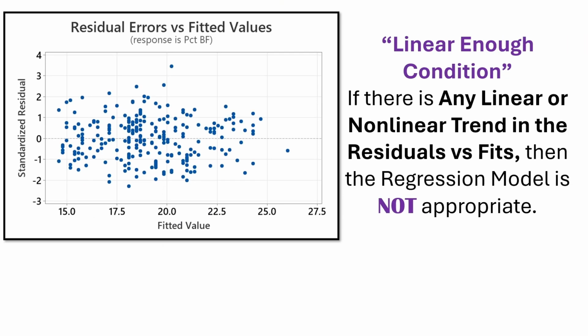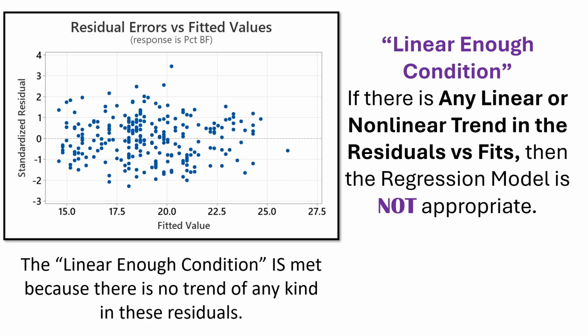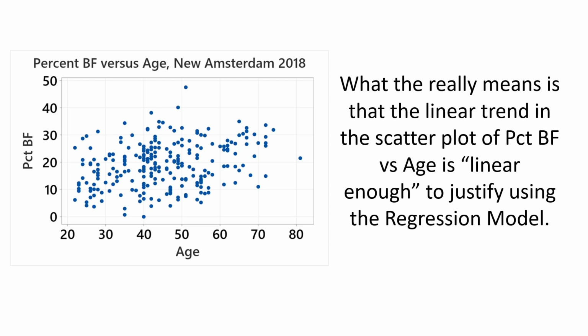Here, remind yourselves that the linear enough condition says if there is any linear or nonlinear trend in the residual versus fits, then the regression model is not appropriate. Here, the linear enough condition is met because there is no trend of any kind in these residuals. Now, another way to think about this is if we go back to the plot of age versus percent body fat, what the linear enough condition really means is that the linear trend that we see in the scatter plot is linear enough to justify using a regression model in the first place.